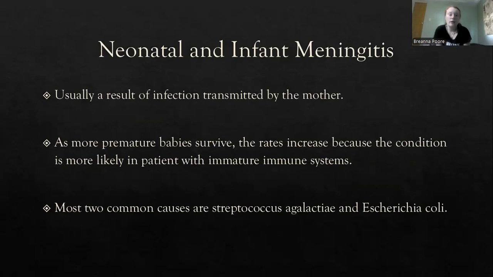Neonatal and infant meningitis is usually a result of infection transmitted by the mother, either in utero, which is like during pregnancy, or during passage through the birth canal. As more premature babies survive, the rates increase because the condition is more likely in patients that have an immature immune system. The two most common causes are Streptococcus agalactiae and E. coli. There was also Cronobacter sakazakii, if I'm pronouncing that correctly.